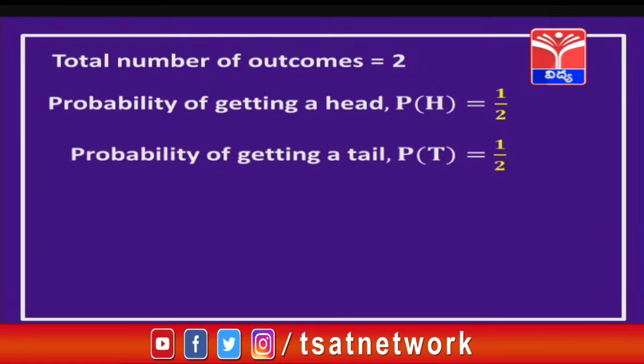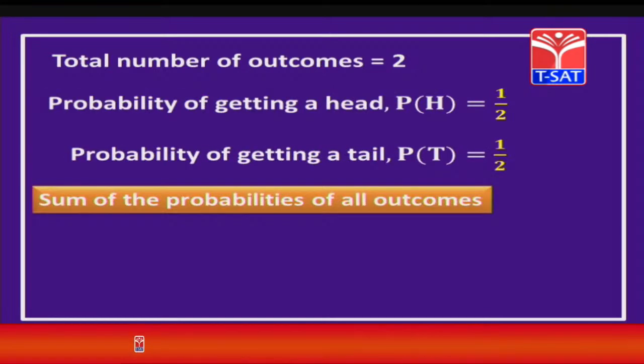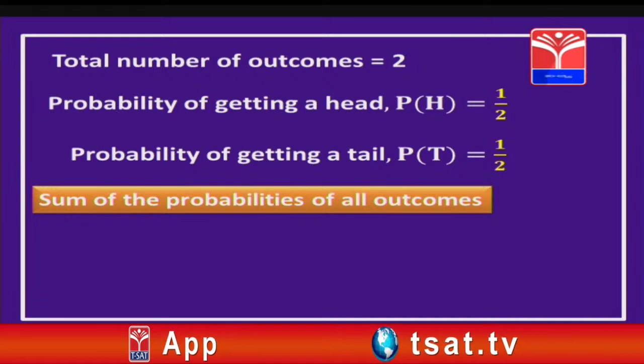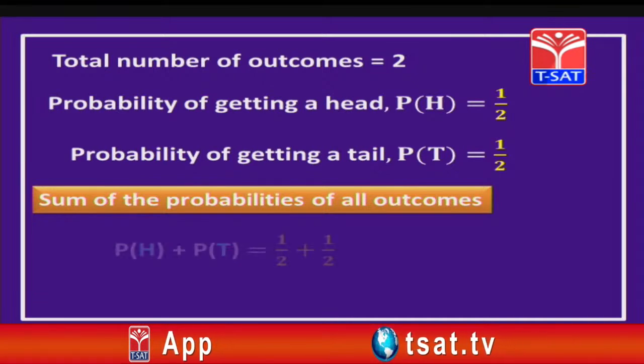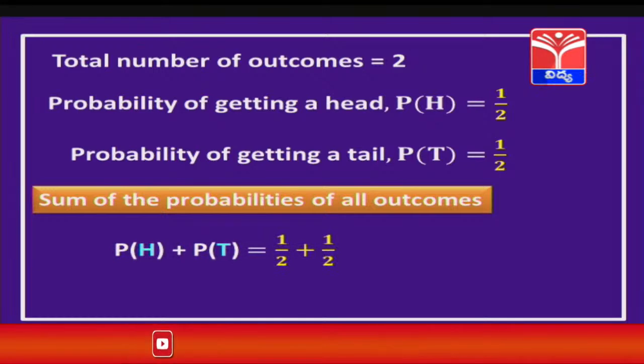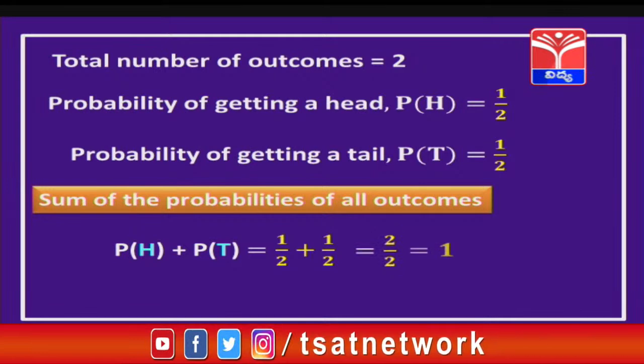Now, let us see what we get on adding these probabilities, that is, the sum of the probabilities of all the outcomes. What are the 2 outcomes, children? Yes, head or tail. So the probability of getting a head plus the probability of getting a tail is half plus half, that is 2 by 2, which gives 1.